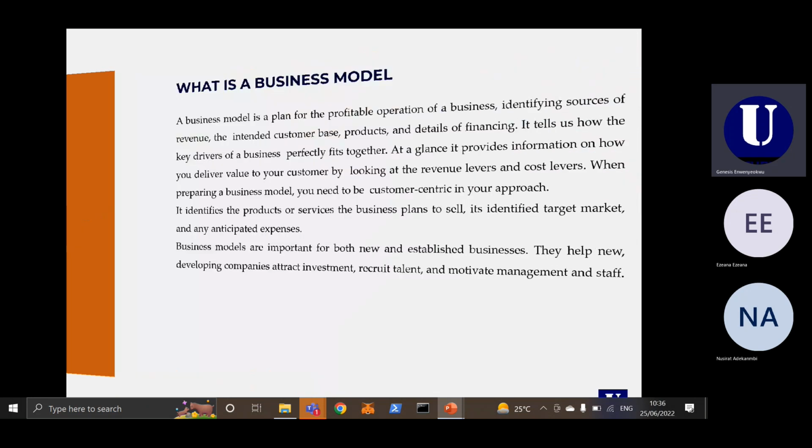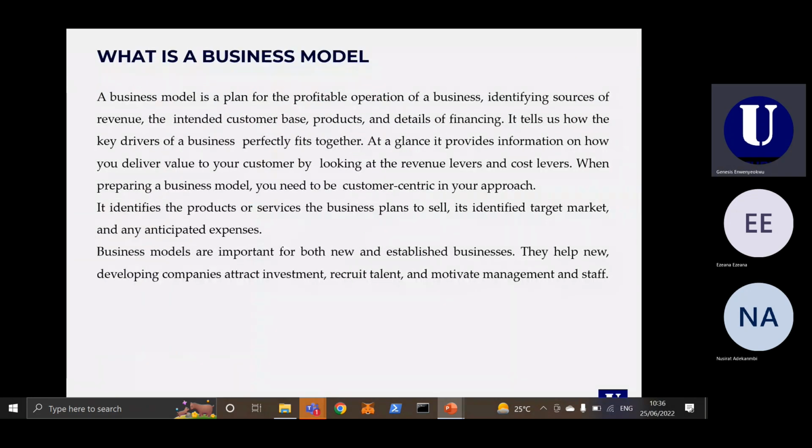The business model basically is a plan for the profitable operation of a business. And how do we plan that profitable operation of that business? By identifying sources of revenue, identifying our intended customer, identifying what products to give to them, and identifying the details of financing, how you're going to finance that particular business.